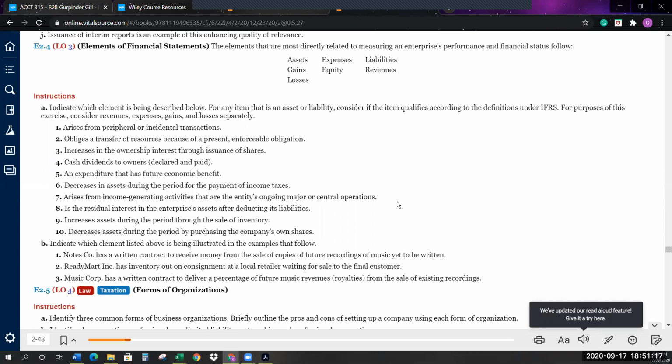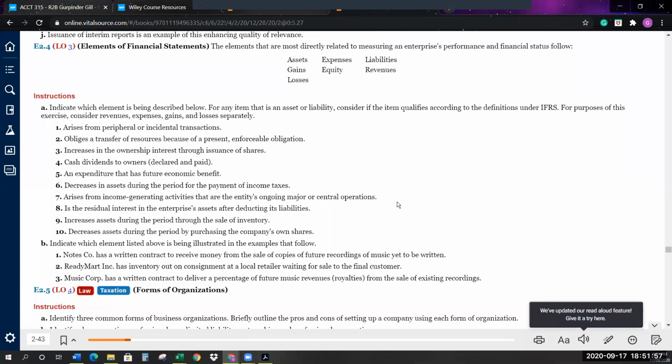Okay, so we did number 9. Number 10 is decreases assets during the period by purchasing the company's own shares. I have a question, teacher. Number 9. What is the increase of asset? Increase assets during the period through the sale of inventory. It's not receivables or cash. Yeah, receivable is an asset. So when you sell your inventory, your journal entry is debit accounts receivable and credit sales account. So accounts receivable is an asset. That's what they're talking about here. Okay, thank you. No problem.